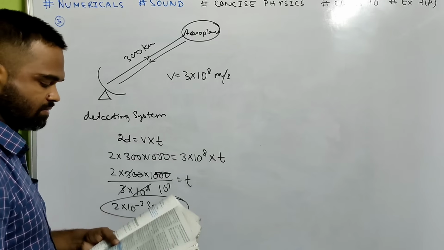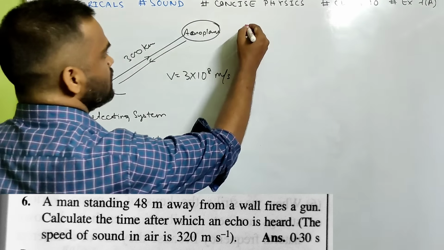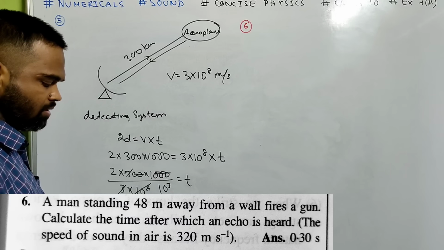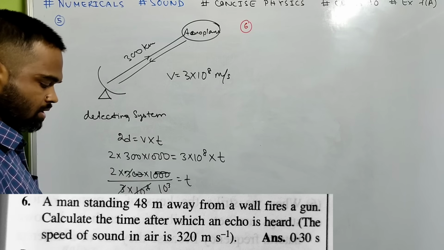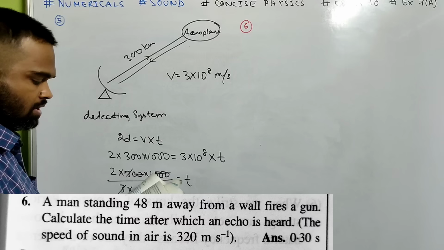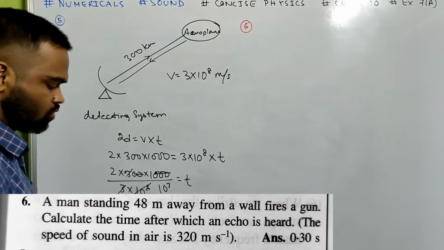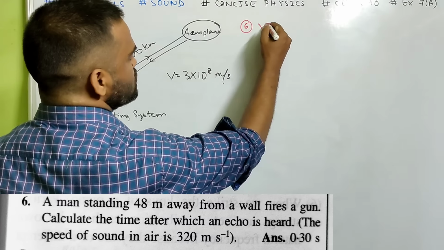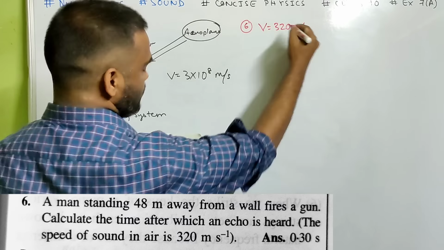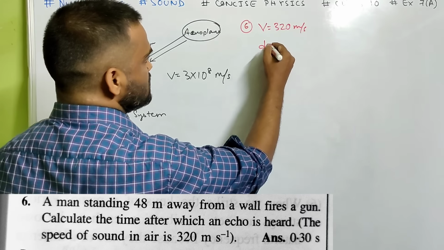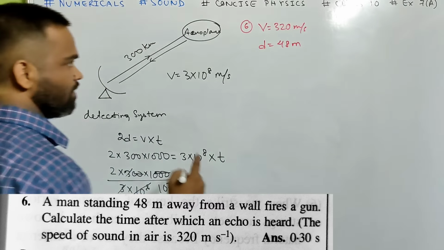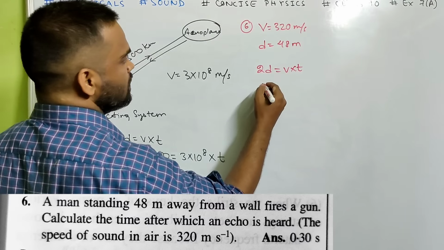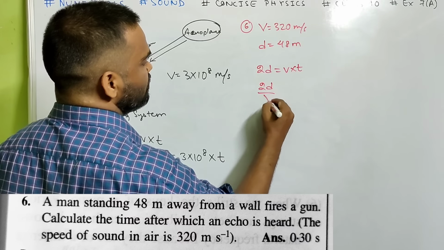We'll do number 6. A man standing 48 meters away from a wall fires a gun. Calculate the time after which an echo is heard. The speed of sound in air is 320 meters per second. Very easy. See what is given to us. Speed is 320 meters per second. The distance is 48 meters. They've asked for the time. Again, 2D equals V multiplied by T, so 2D by V equals T.